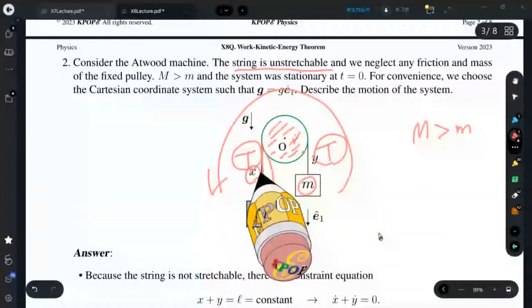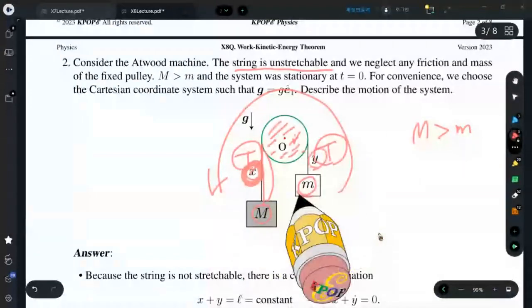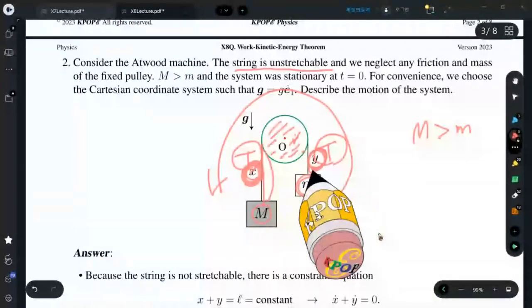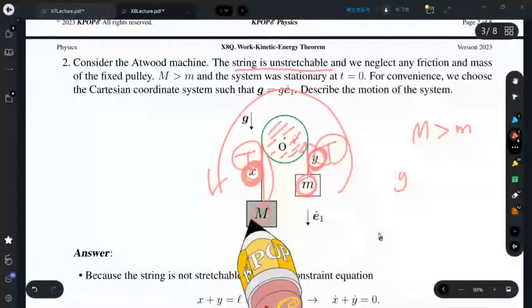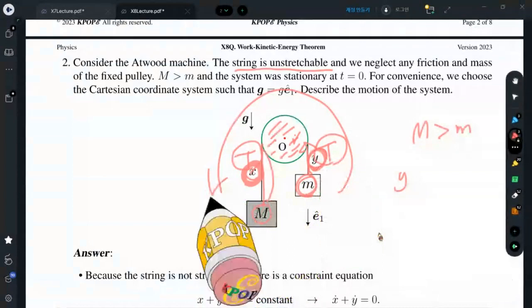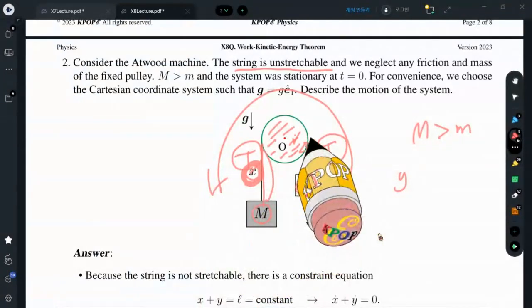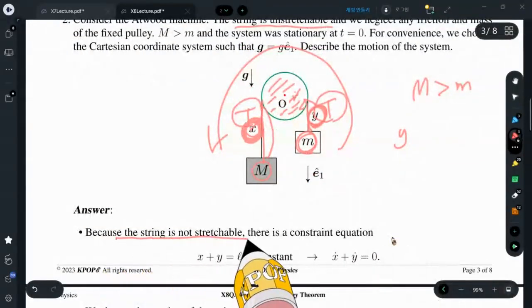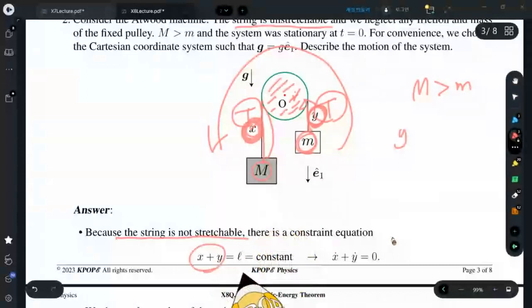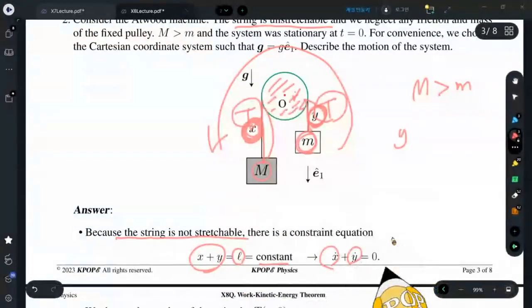If it goes down with the magnitude of the length x, then this small m goes up with the same length. So it is going up, going down. Their magnitude of change should be the same, and it is increasing, and this is decreasing. Okay, we are all set. Because the string is not stretchable, the sum of x and y, that is the length, is constant. If I take the derivative, the velocity sum must cancel.